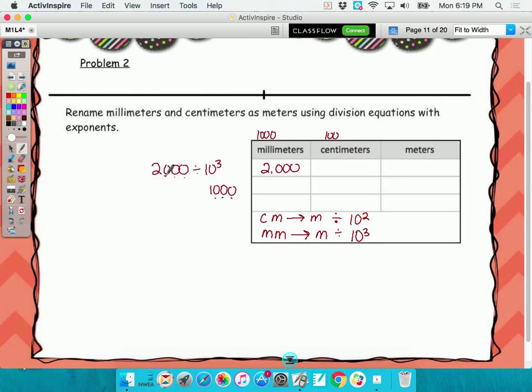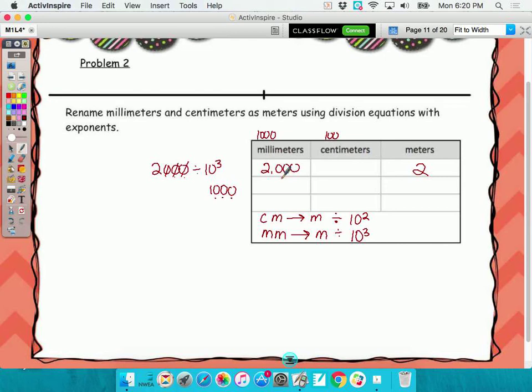No, I'm going to use a zero trick. So how many zeros can I cross off on 2,000? From 2,000 millimeters, it becomes 2 meters. And I'm pretty sure that's what it said on the last page also. We had 2 meters here, and it was 2,000 millimeters.